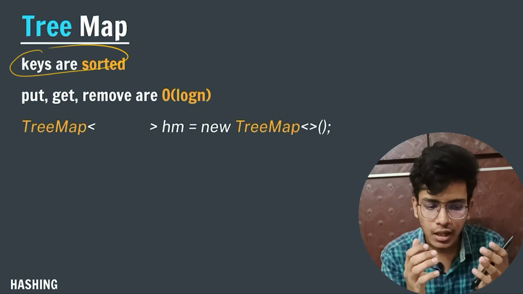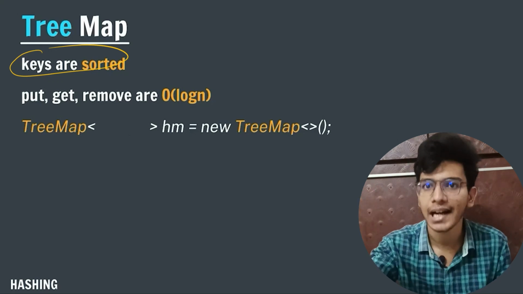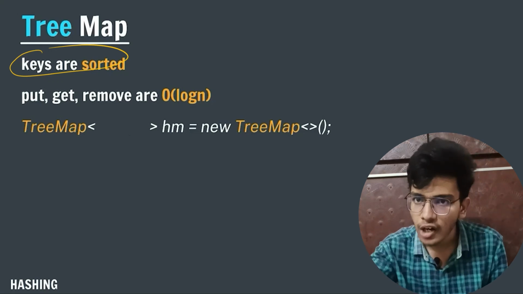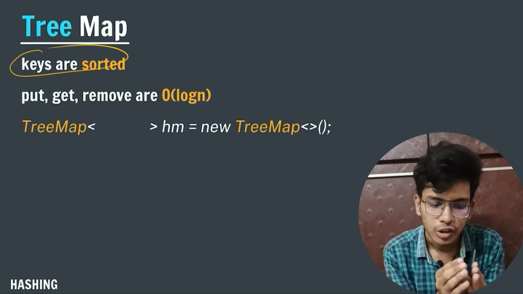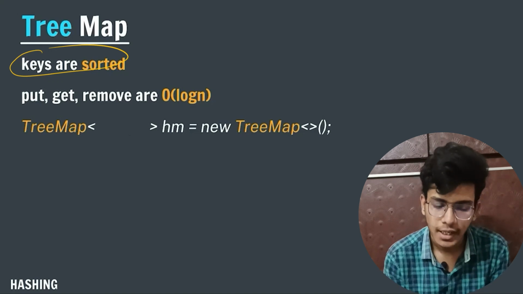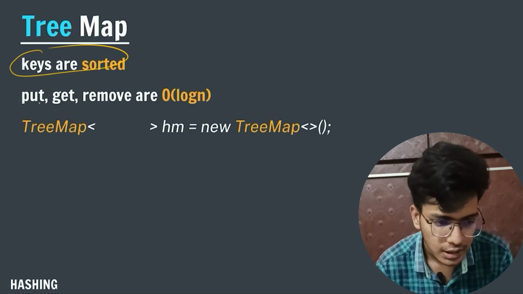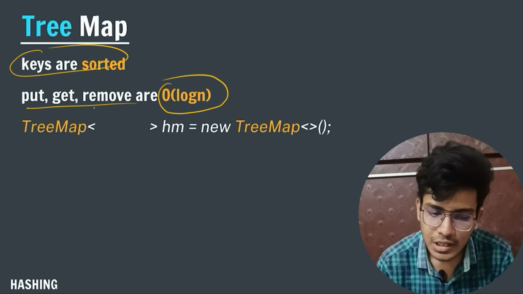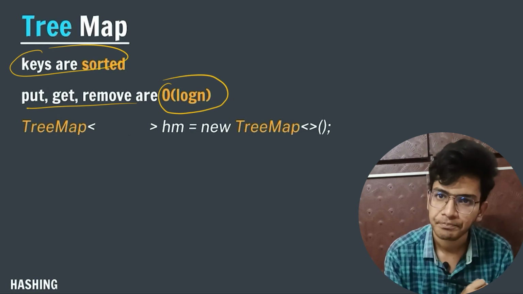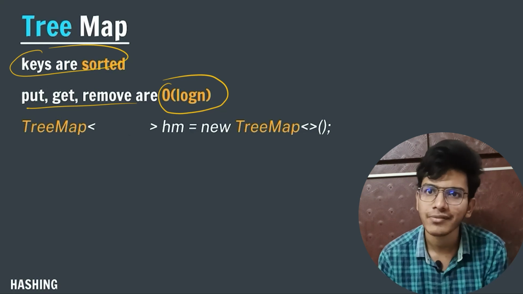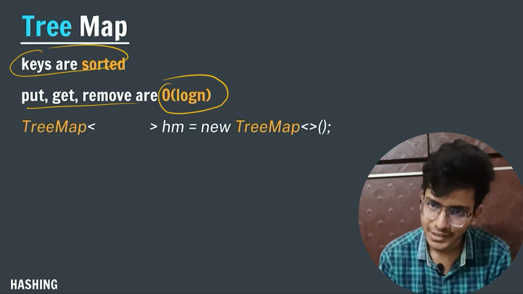Let's say the first letter which is coming is I. So the insertion of India will happen first, after US, after UK. Right? So based on the keys, my whole tree map will get sorted. And one more thing you need to remember here is that the time complexity of performing operations in a tree map will be big O of log n. Okay, the time complexity will be big O of log n, and you might ask why the time complexity is increasing.